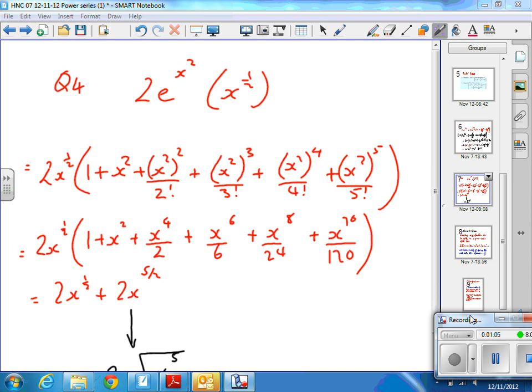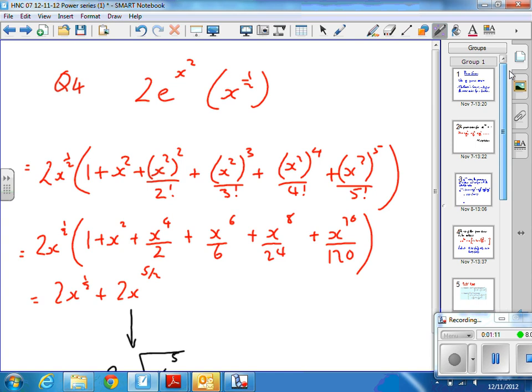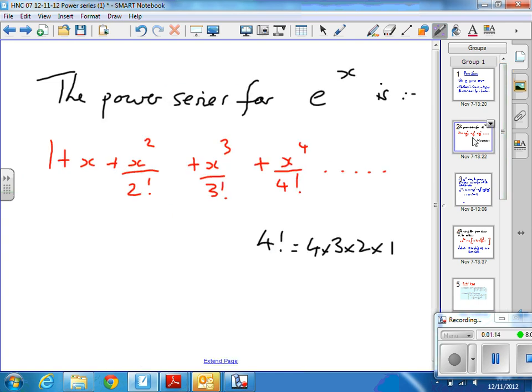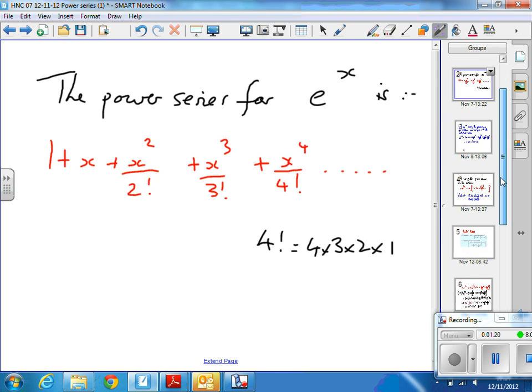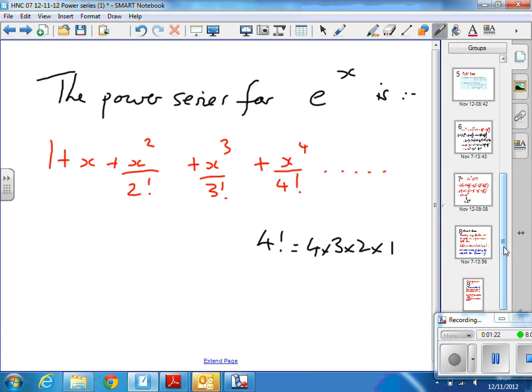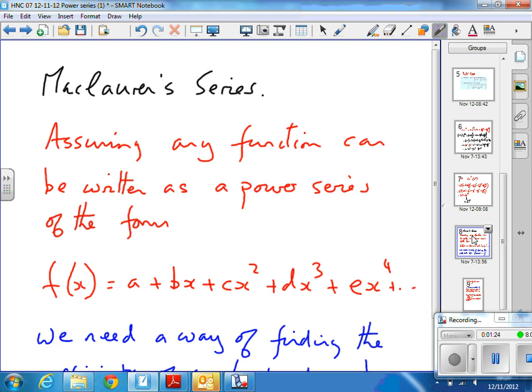Now what we need to do is look at how this power series arrives. Remember, as we said at the beginning, this exponential function can be written as 1 plus x squared over 2 factorial, and so on. How do we arrive at that? That's what I want to look at now. I want to look at the Maclaurin series, which is here. So if you want to just make a note of this.